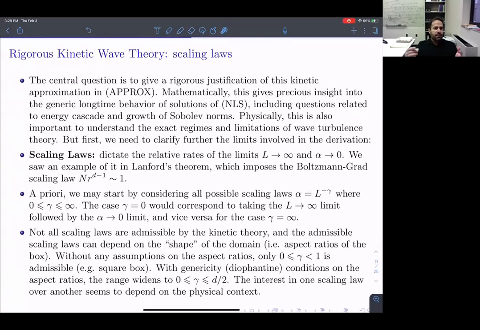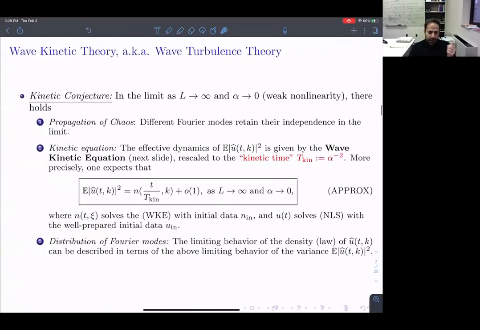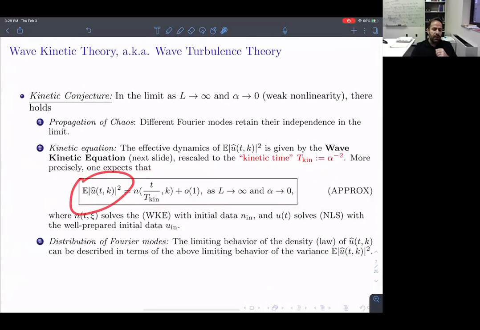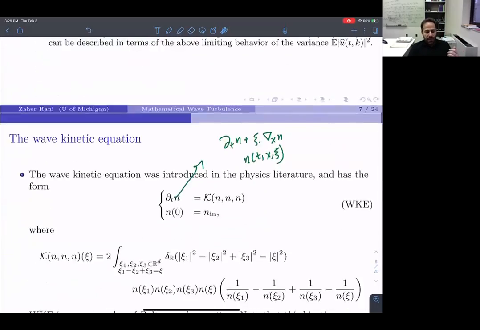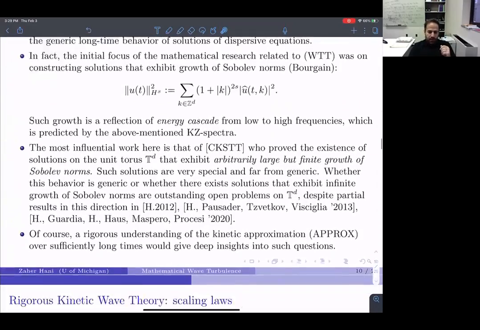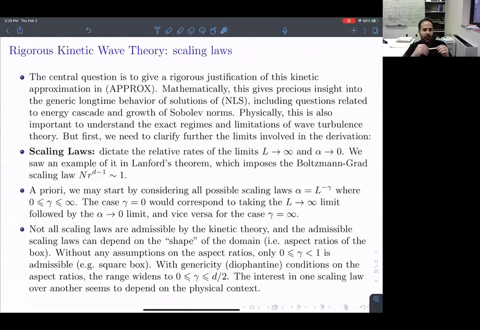But again, in terms of mathematical reasoning, the central question is whether we can give a rigorous justification of this kinetic approximation. If you like, the elephant in the room is to justify this approximation: whether indeed the variance of the Fourier modes of the solution at later times is well approximated by the solution of the wave kinetic equation, which is the exact analog of Lanford's theorem in the case of the Boltzmann equation. And this is of interest for both mathematical and physical reasons.